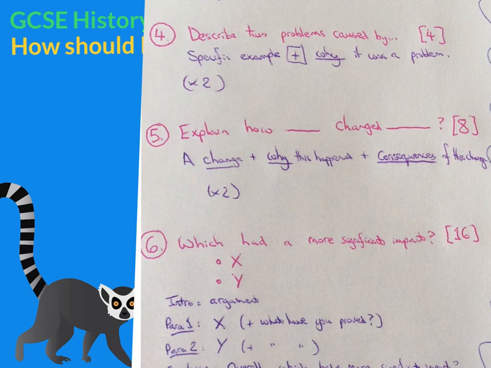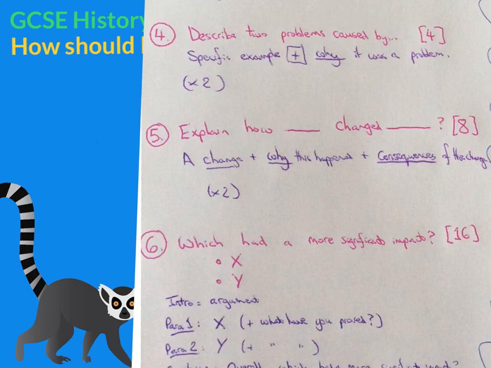Question 4 is a fantastically easy question. It's just going to ask you to describe 2 problems caused by something. 4 marks, 4 minutes maximum. You're going to say a problem and explain why that thing was a problem.